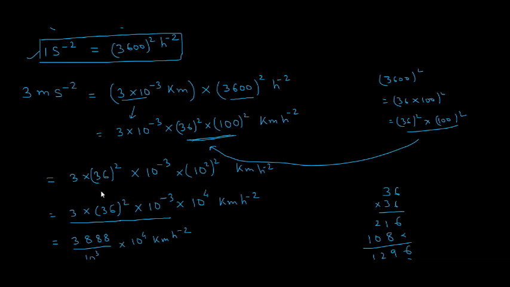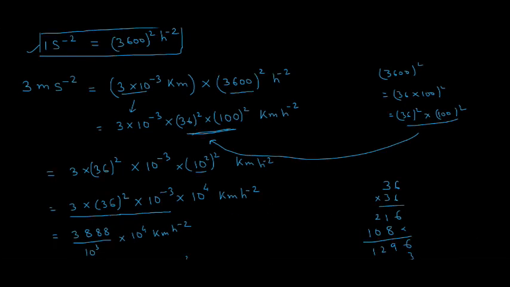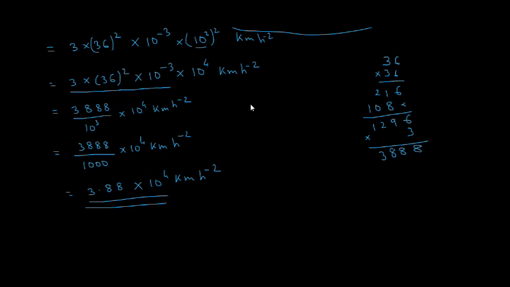Now 3 into 36 square multiplied by 10 to the power minus 3 multiplied by 10 square whole square. Why 10 square whole square? 100 we can write as 10 square, and 100 square is 10 square whole square. So this is 100 square kilometer per hour square. Now 3 into 36 square multiplied by 10 to the power minus 3, here 10 square to the power square, so 10 to the power 4 kilometer hour to the power minus 2.